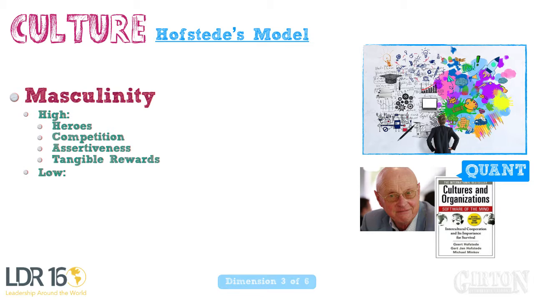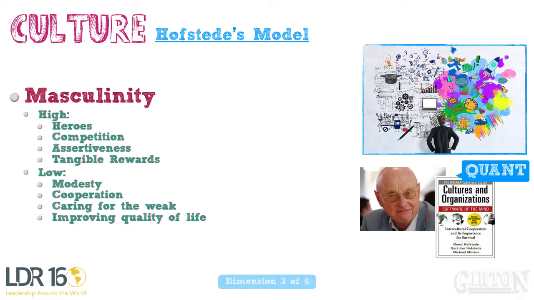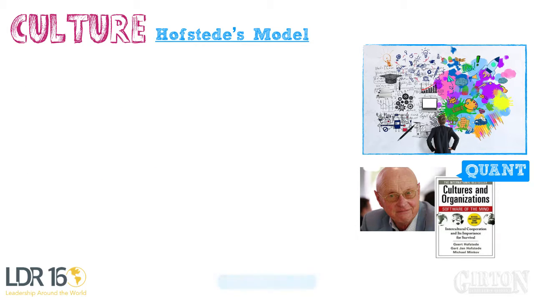In a low masculine culture, what you're going to observe are things like modesty, not necessarily in dress, but just your personality pulling things back instead of being more of that individualistic hero. We value things like cooperation in low masculine cultures, and caring for the weak, and also working to improve one's quality of life, or the quality of life in the society. So if we move on, we're now in the last half here, the last three.